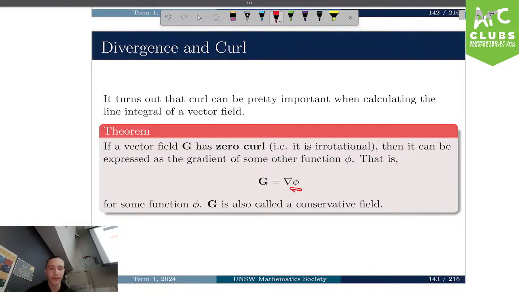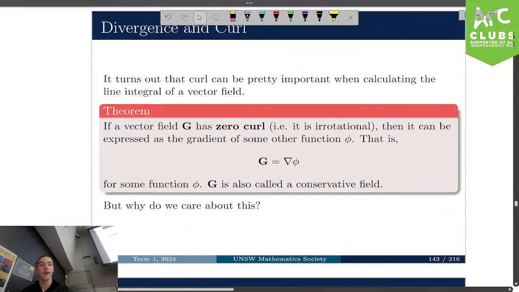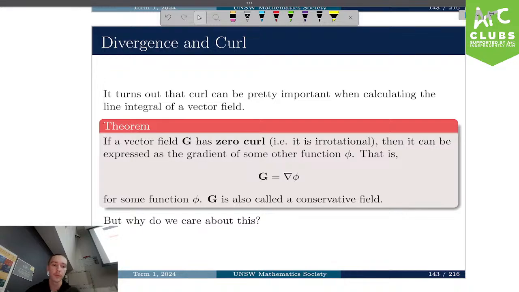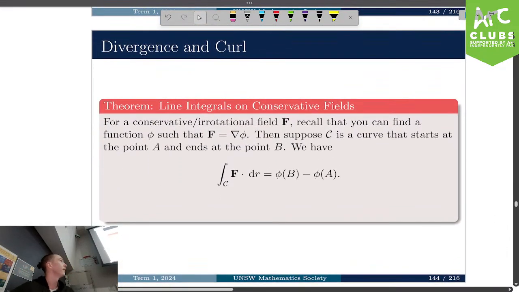There's like a million different names for it, but conservative is like the overarching name. That's normally what we call it, and it just means that it doesn't rotate. So conservative fields, why do we actually care about these? That's a good question. But conservative fields have a lot of very, very nice properties that make vector calculus so much easier, particularly with line integrals.